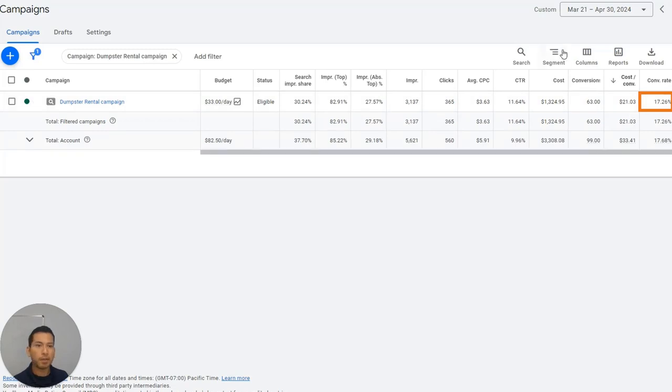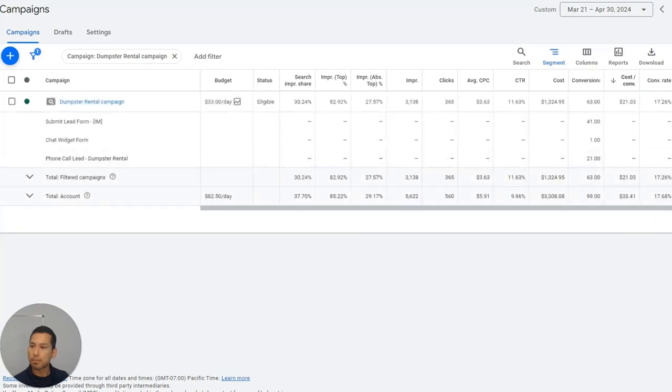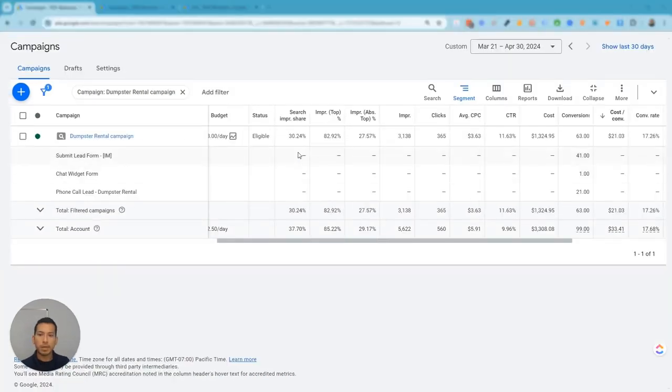Okay, let's take a little bit of a closer look here. All right, so you can see here we have, out of 63 leads so far, 41 of them are form leads or web form leads. One of them came from the chat widget form that we install on our landing pages, and 21 of them came from the phone call. So the actual, someone picked up the phone and called right there while looking at our landing page, or clicked a button, click to call if they were on mobile type of thing.